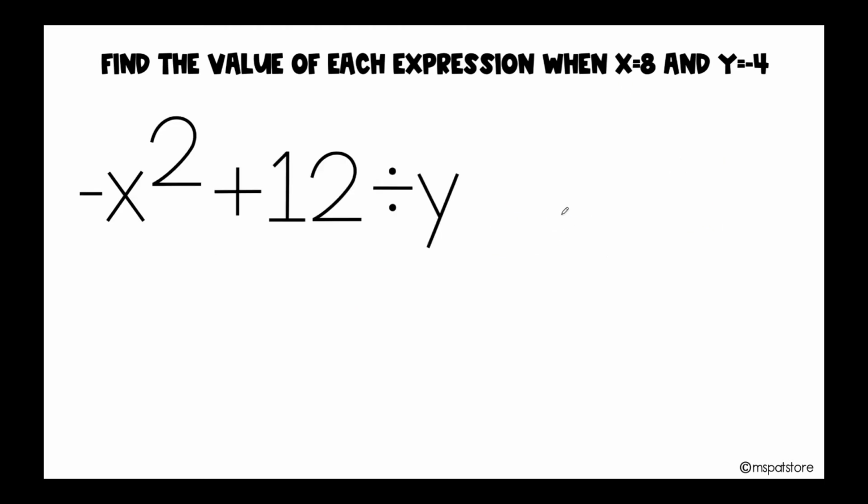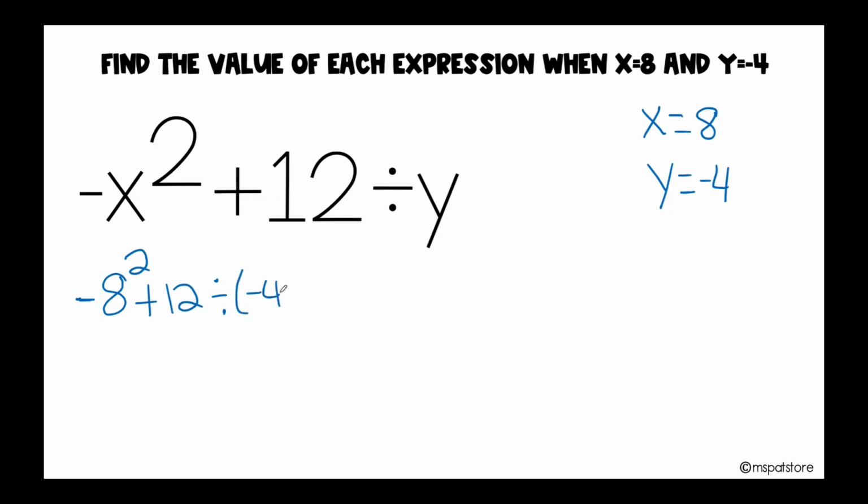I would like you to pause the video and try to do this one by yourself. Again, use the information provided here: x is equal to 8 and y is equal to -4. Very good. So the first step is to substitute my variables. In this case, I have negative, from here, and then x is +8, +8 to the power of 2, plus 12 divided by y, which is -4. So I'm going to put -4.